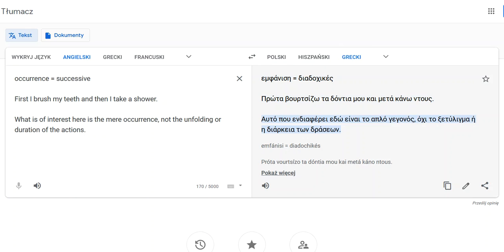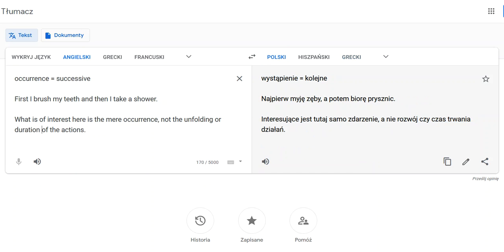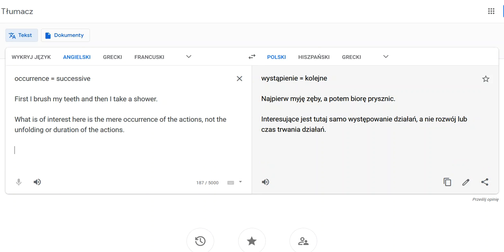Okay, in Greek, it is not unfolding, it is evolution, right? Okay, so, what is of interest here is the mere occurrence, not the unfolding or duration of the actions, the mere occurrence of the actions. And when that is true, we need to use simple tenses, okay?